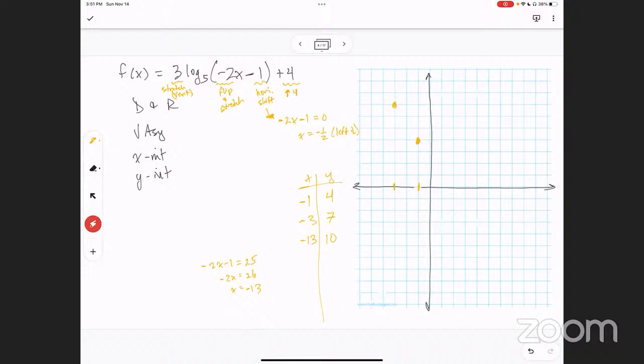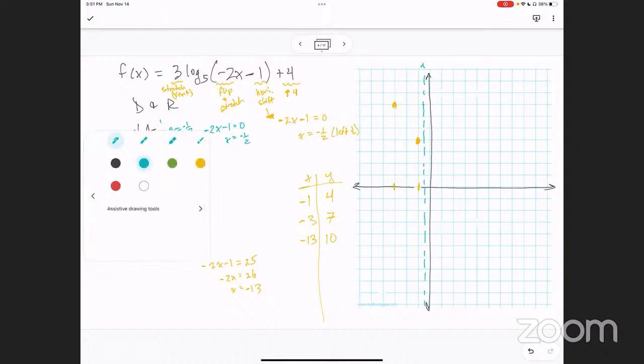Remember, it's where this thing equals 0. So it's negative 2x minus 1 equals 0. So plus 1, let me show you that as well. So it's negative 1/2. That's right. X equals negative 1/2, which makes sense, doesn't it? So there's your vertical asymptote. X equals negative 1/2.